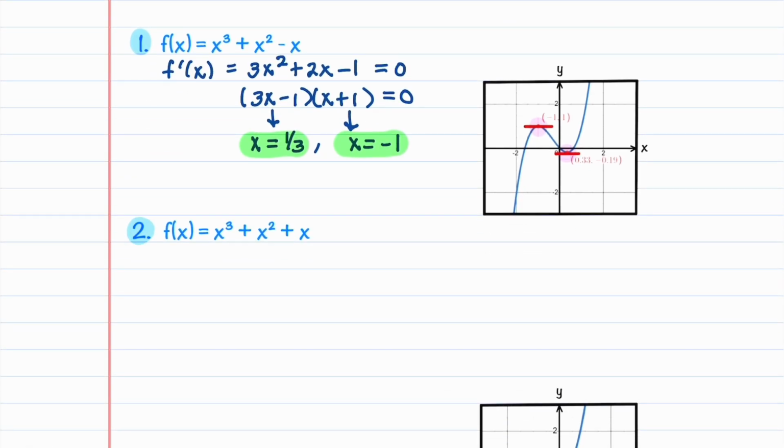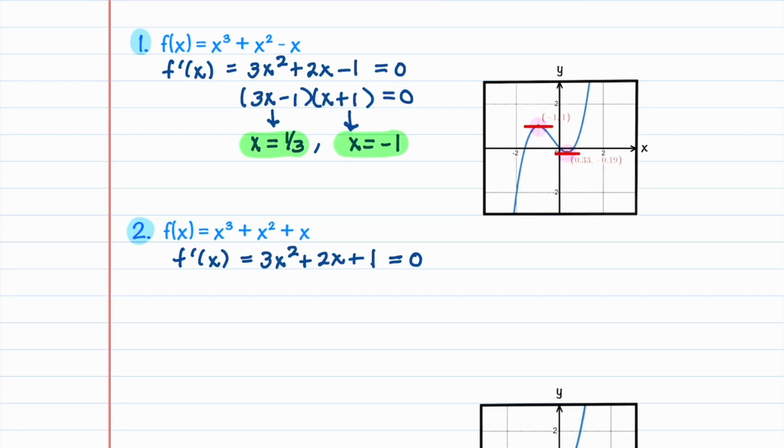Let's now look at our second example. In this example, we're given that f of x is equal to x cubed plus x squared plus x. We're going to begin by taking the derivative. F prime of x is equal to 3x squared plus 2x plus 1. And we're going to set this equal to 0.